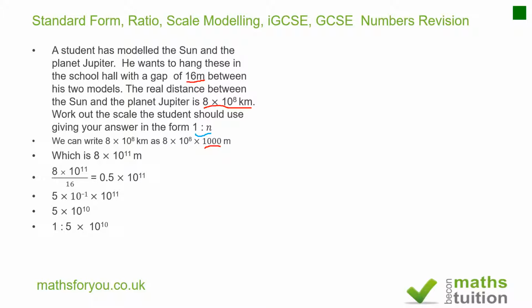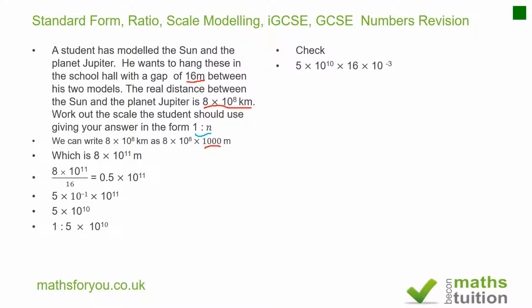Now let's check. Now, 5 times 10 to the power 10 is in meters, and that represents 1 meter in the school hall. Right, so if we then do 5 times 10 to the power 10 times 16, which is the distance available to us in the school hall, times 10 to the power minus 3, because we need to change 16 meters back to kilometers. So that becomes 5 times 10 to the power 10 times 16 times 10 to the power minus 3.